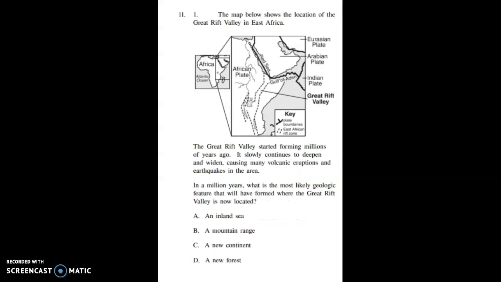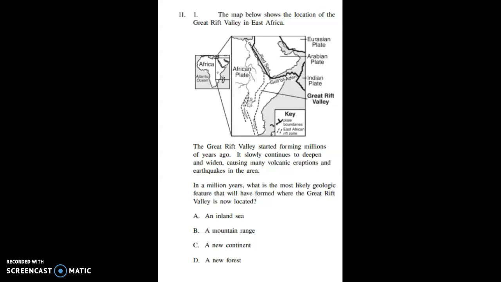Question 11. The map below shows the location of the Great Rift Valley in East Africa. The Great Rift Valley started forming millions of years ago. It slowly continues to deepen and widen, causing many volcanic eruptions and earthquakes in the area.